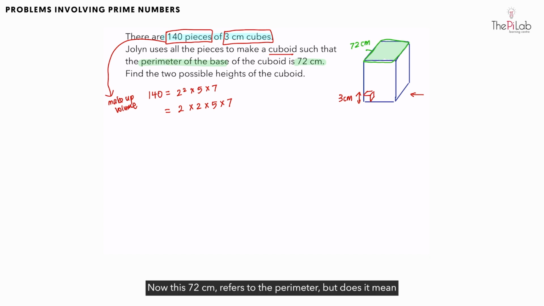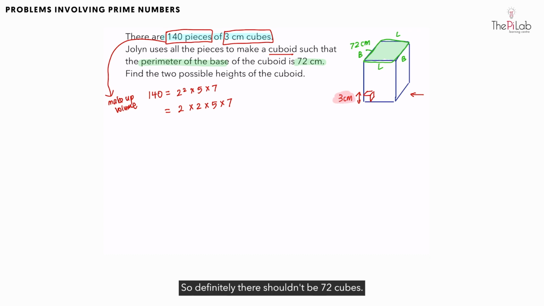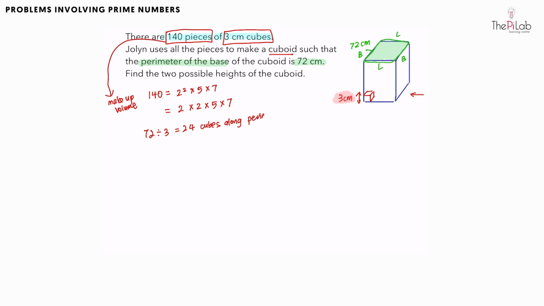Now, this 72 cm refers to the perimeter. But does it mean that there are 72 cubes along the 2 lengths and the 2 breadths? What do you think? The answer is no, because we are dealing with 3cm cubes. So definitely there shouldn't be 72 cubes. In fact, there are only 72 divided by 3, which is 24 cubes along the perimeter.